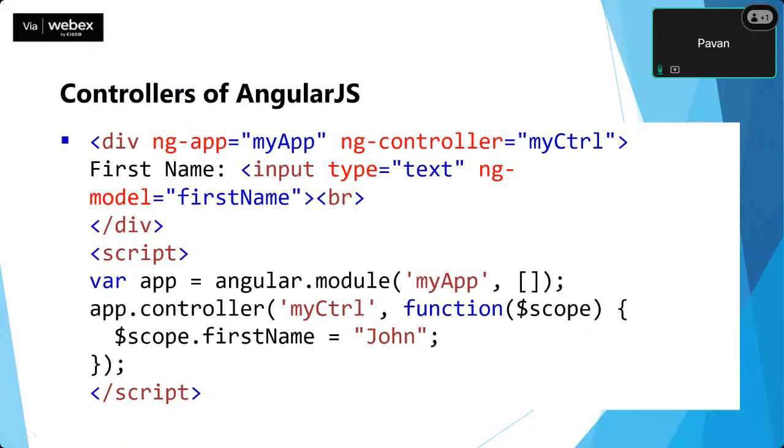ng-app equals my app is written to mention the application name or module name. So here the module or application name is my app. And after that, to control the data present inside my app, we have to create one controller, right? So for that, we are using ng-controller to create one controller whose name is myCTRL. Here myCTRL is the controller of my app application or module.